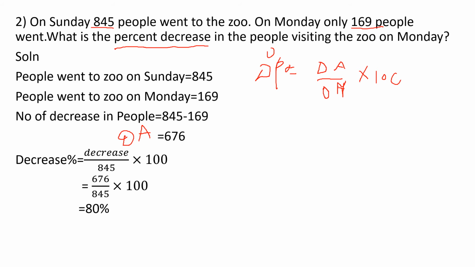Check it, okay? Is it clear, children? This is very easy, right? In the question, it is clearly given that you want to find the decrease percentage. If you want to find a decrease percentage, first you need to know the formula. So what is the formula for decrease percentage? Decrease percentage is equal to decreased amount divided by original amount into 100.